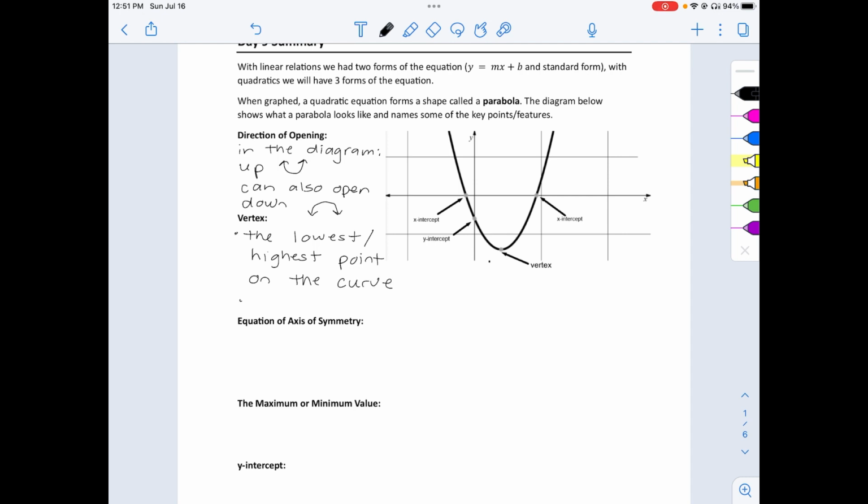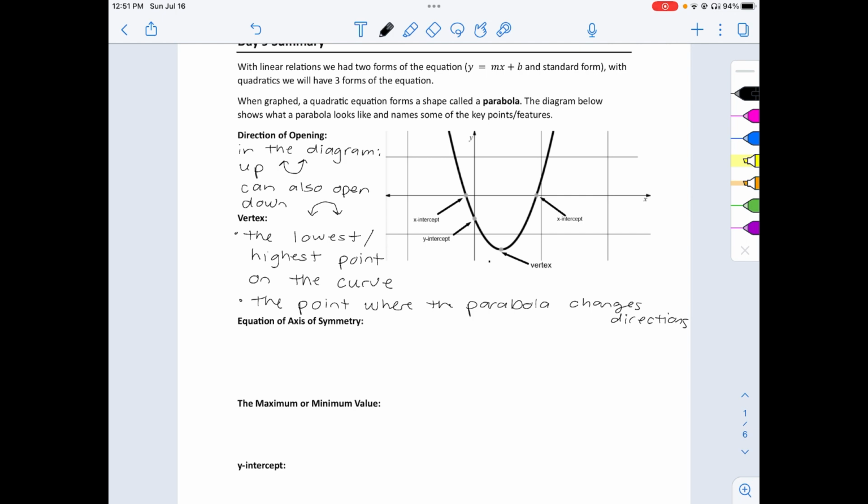Like I said, you can think of it as the point where the curve changes directions. So your vertex will always either be the lowest point if the curve is opening up, or the highest point if the curve is opening down.